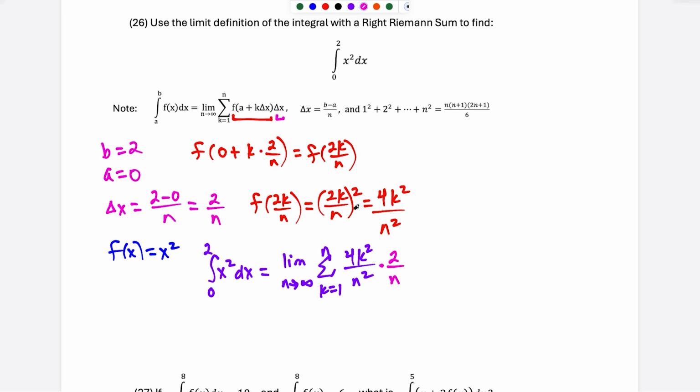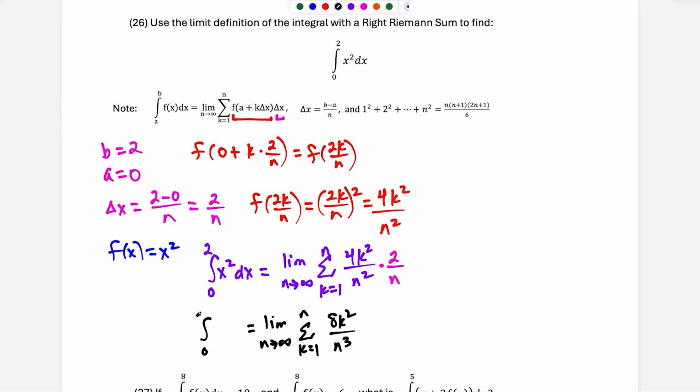And now I could just simplify first before we start expanding. And we're going to have, let's see here, we have 4 times 2 is 8, but then we have n squared times n on bottom is going to give us n to the third. So we could say that this is now equal to the limit as n goes to infinity, and we have the summation going from k equals 1 to n, and we're left with 4 times 2 is 8, k squared over n to the third. But now what I want to do from here is I actually want to expand this out.